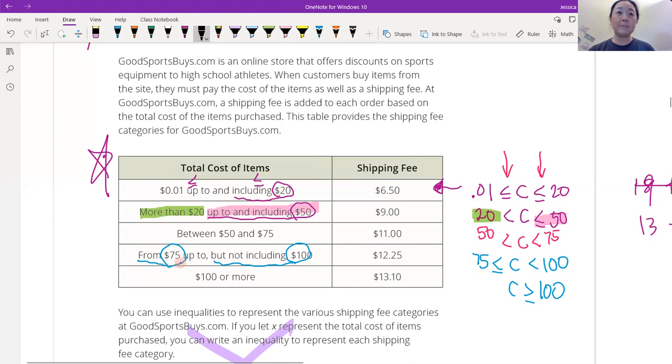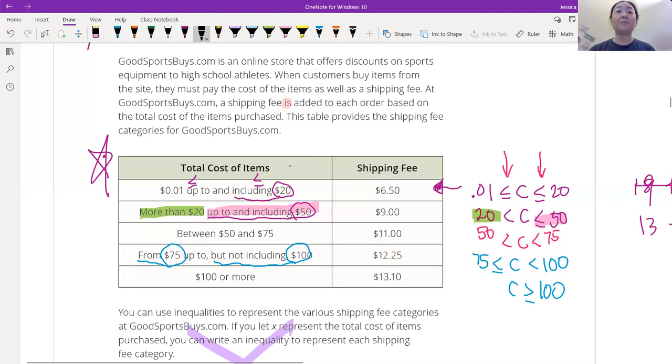And here it says from 75 up to, but not including 100. So like $99.99, that would be one. So it says from 75, so it equals, up to 100, but it does not include 100. So anything less than 100. So if you look right here, that's why it does not have the equal sign.